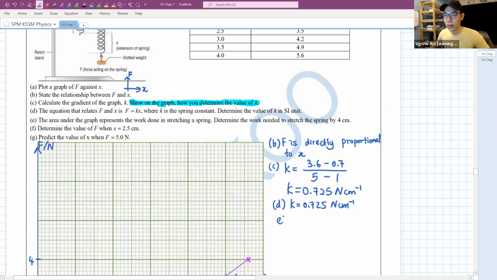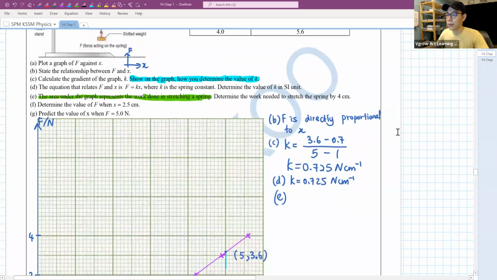Okay. Next one, E. The area under the graph represents work done in stretching a spring. Determine the work done needed to stretch the spring by 4 cm. So you don't have to worry about this. They are telling me that the area under the graph represents work done in stretching a spring. Determine the work needed to stretch the spring by 4 cm.